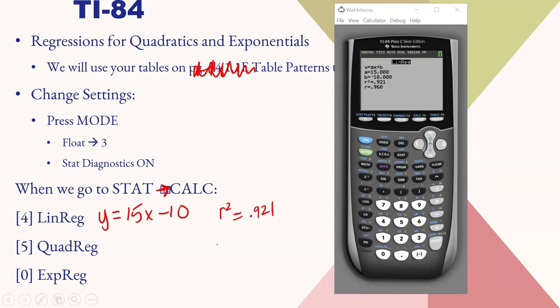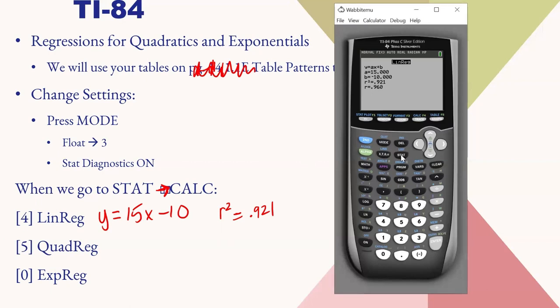0.921. What that tells us is how well of a model we have. So it's an okay model. It's not 100%, but it's a decent model. Now we're going to run a quadratic regression model.